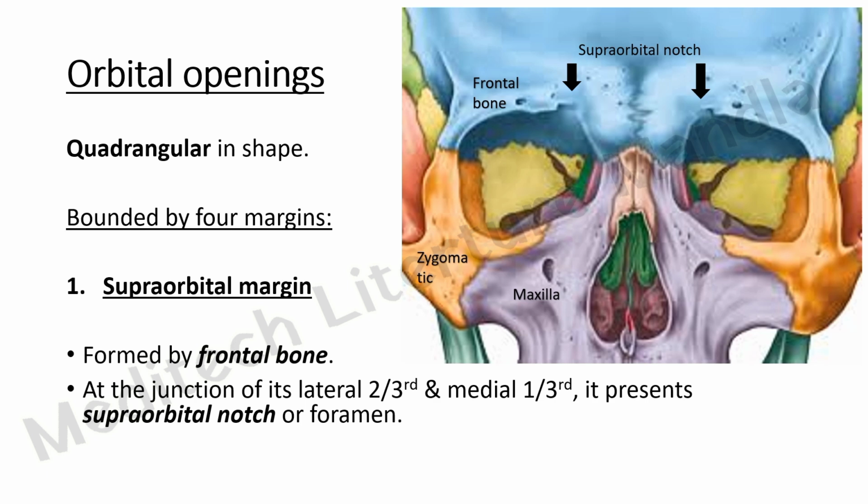So the supraorbital margin, or the upper margin, is formed entirely by the frontal bone. As you can see, it is formed entirely by the blue colored frontal bone. At the junction of the lateral 2/3 and medial 1/3 of the supraorbital margin, there is a notch or a foramen known as the supraorbital notch or supraorbital foramen. The nerves and vessels of the same name pass through this structure.